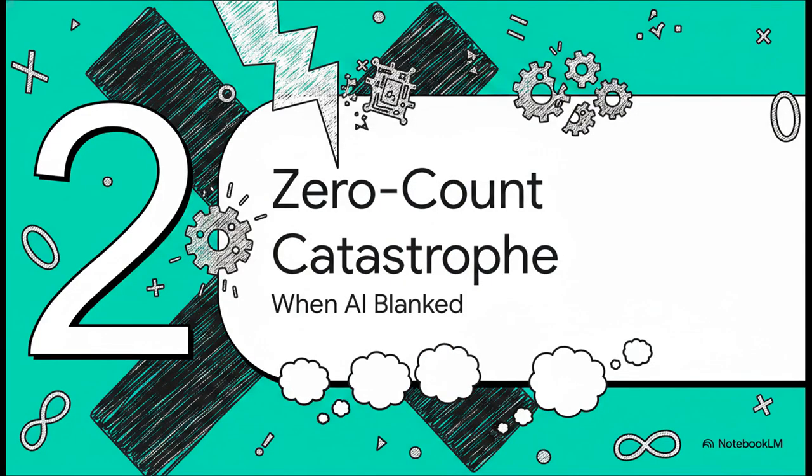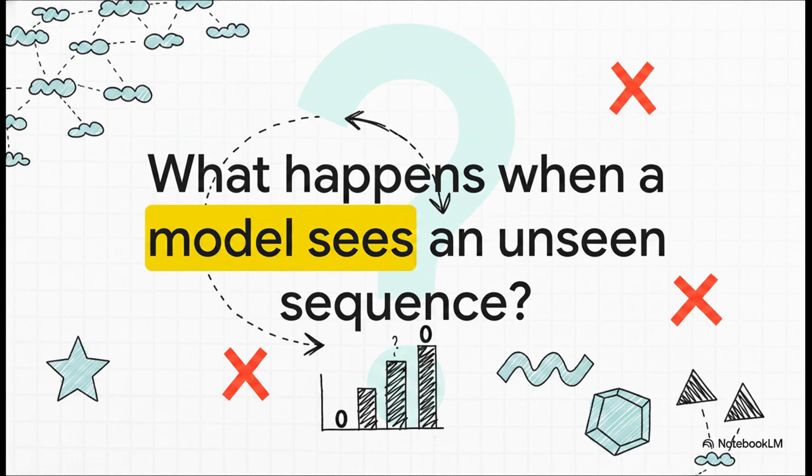Which brings us to section 2, the zero-count catastrophe, or when AI basically blanked. All right, here is the mathematical villain of our story, the thing that completely broke those early language models. Think about this for a second. What happens when the model sees a brand new sequence of words it has never encountered before? We just established that the model relies 100% on counting past occurrences. So if a sequence wasn't in its training data, its count is exactly 0.